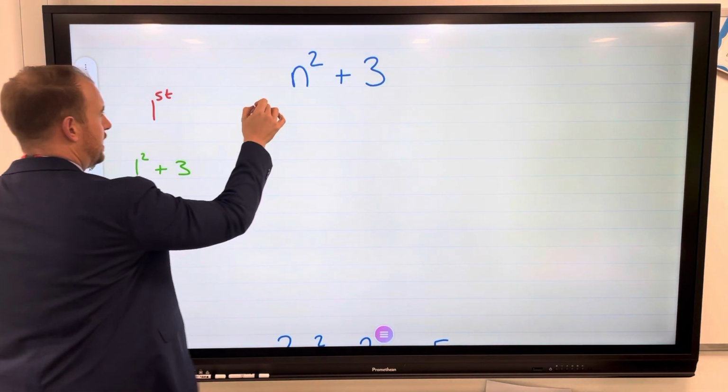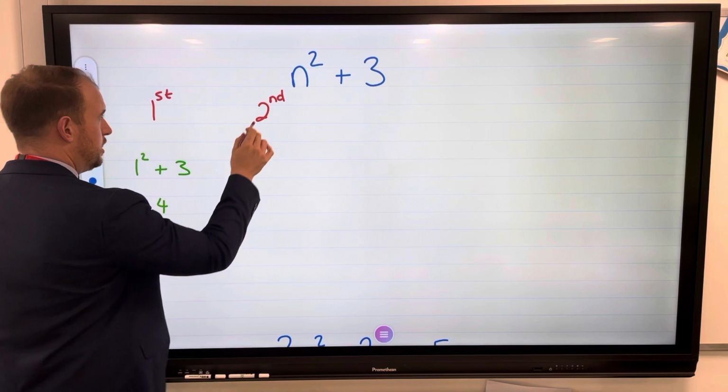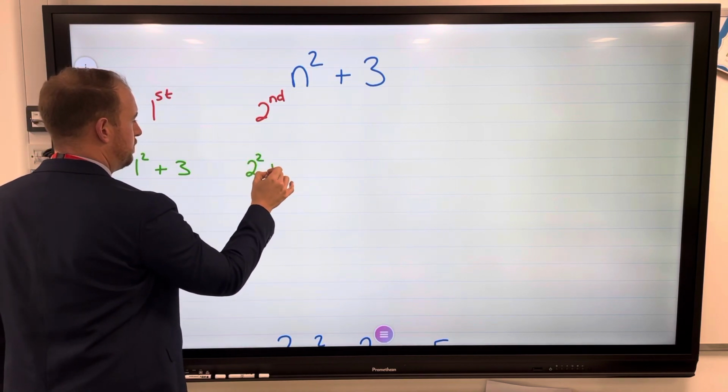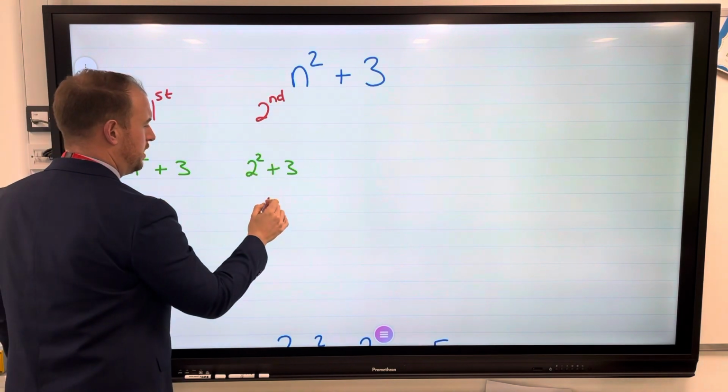For the second term, this means it's now going to be 2 squared plus 3. Well, 2 squared is 4, plus 3 is 7.